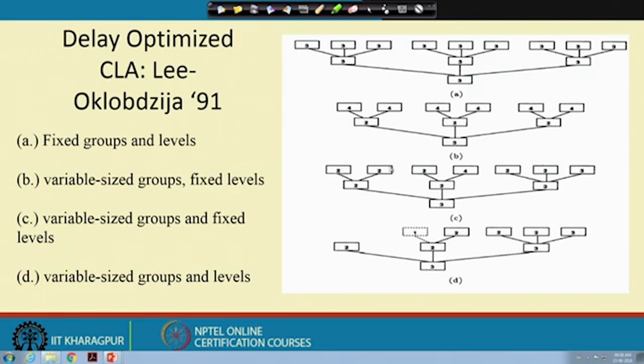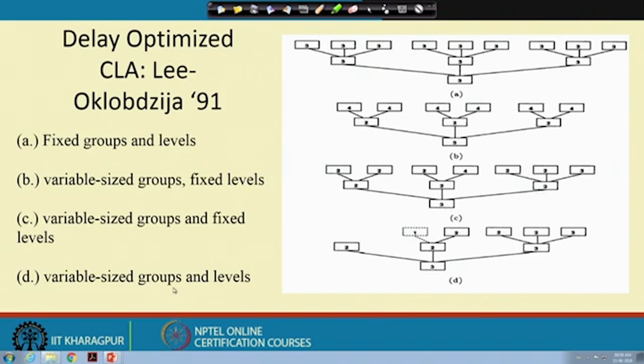Here you see this number will now be different. Here this is 2 2, then here 2 4, then 2 2, then here 3. So the groups are different. Here I have 2, here I have 3. The groups are different, but the levels are fixed, which is 2 in this particular case, and 3 for this case, 3 for this case.